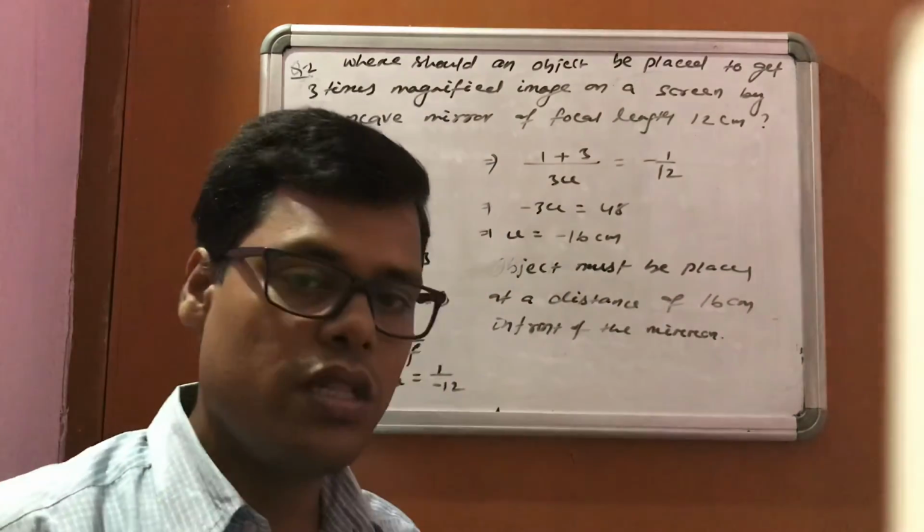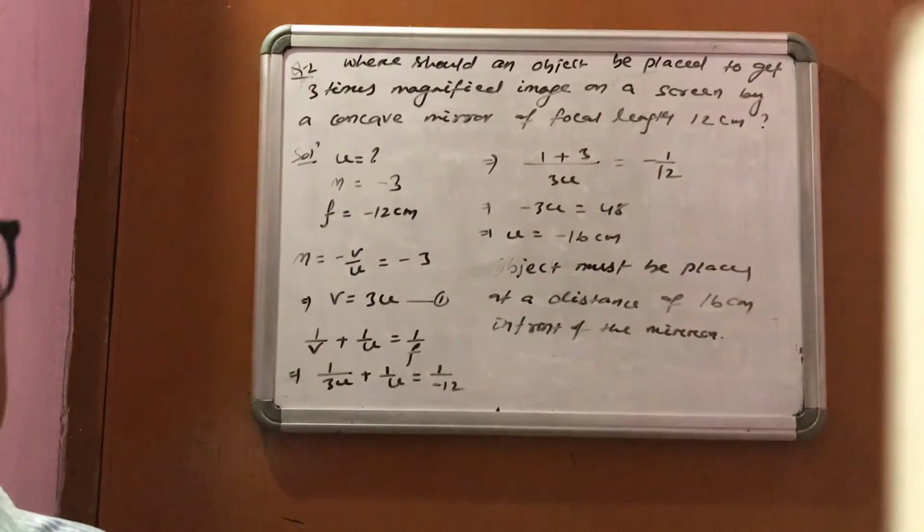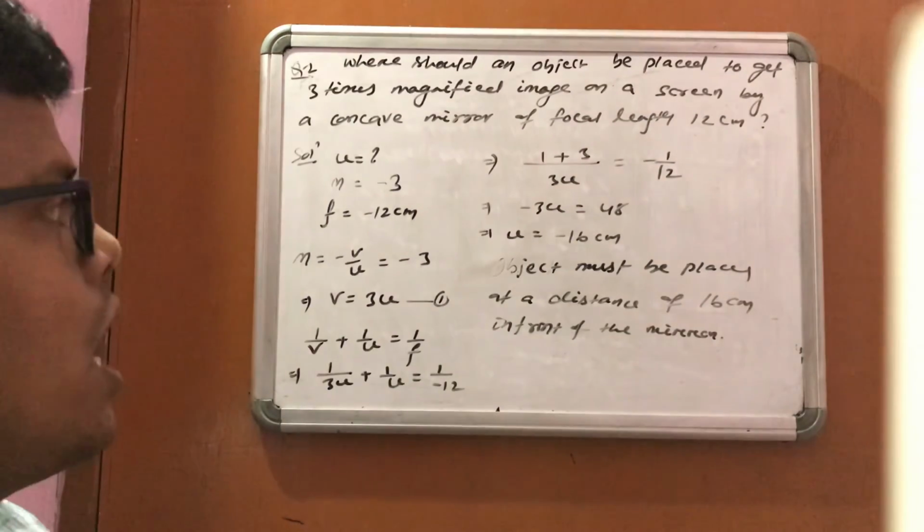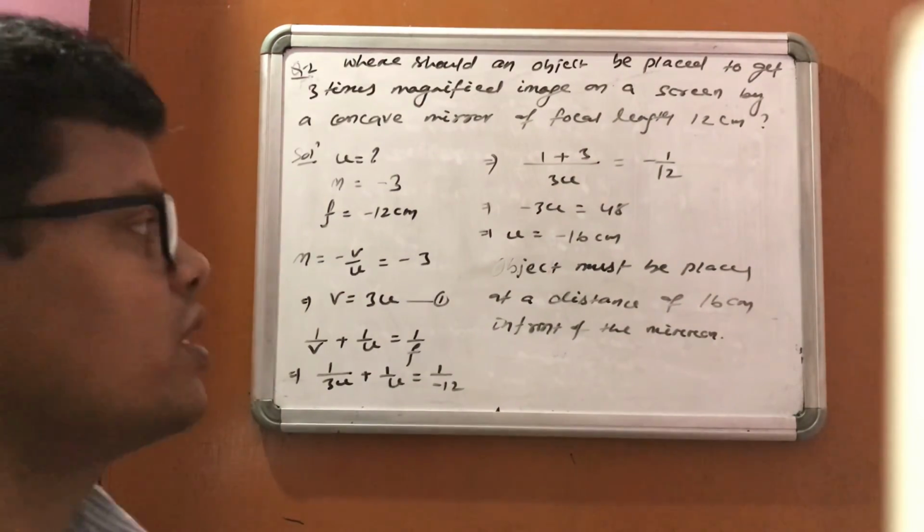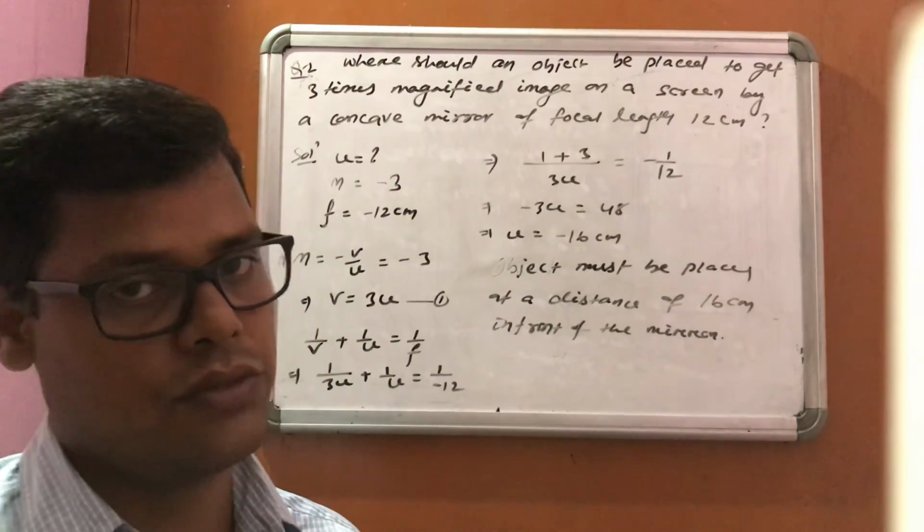Okay, so in this way we can use the mirror formula to solve problems based upon this, and we can use the formula of magnification to know about the nature of the image formed.